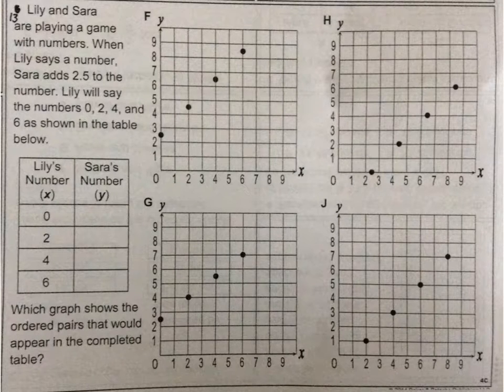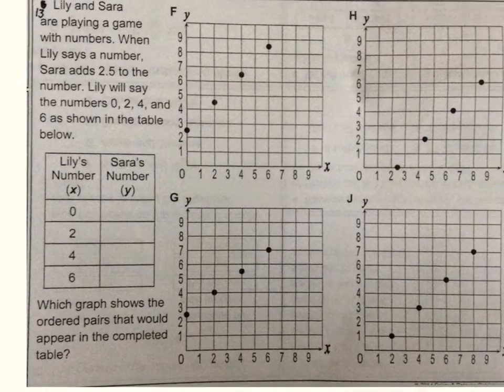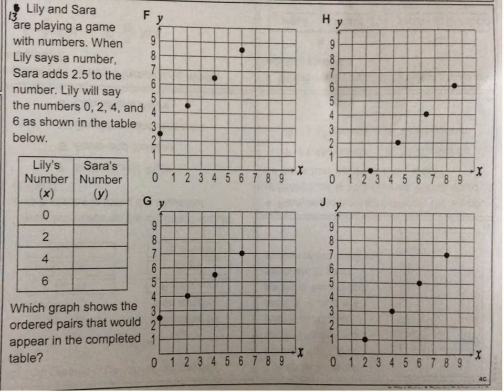Number 13. Lily and Sarah are playing a game with numbers. When Lily says a number, Sarah adds 2.5 or 2 5/10 to the number. Lily will say the numbers 0, 2, 4, and 6 as shown in the table below. Which graph shows the ordered pairs that would appear in the completed table?